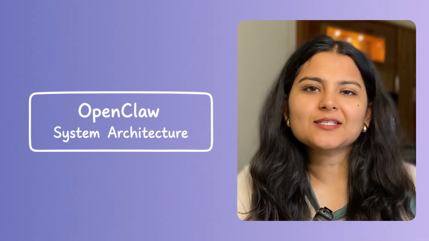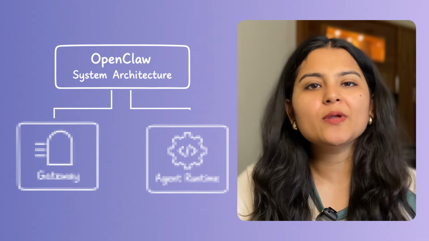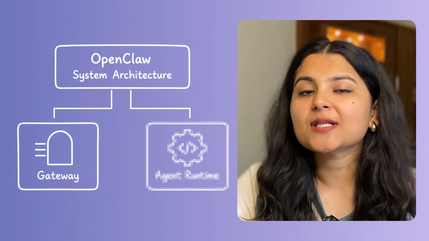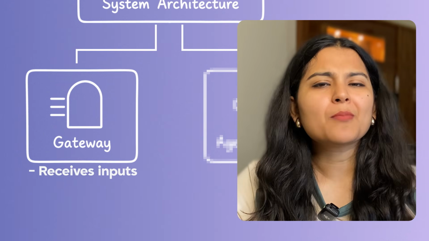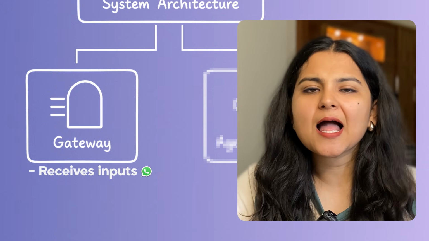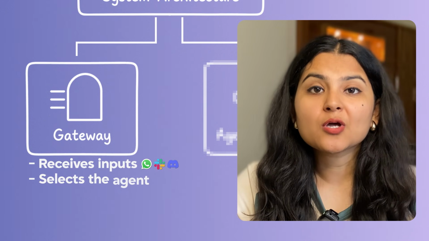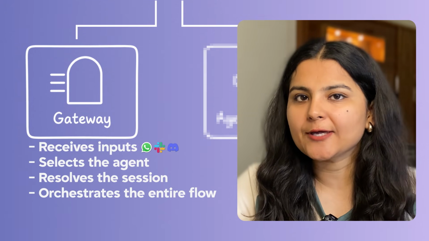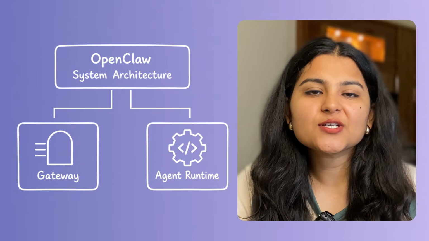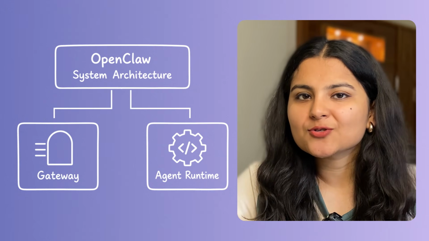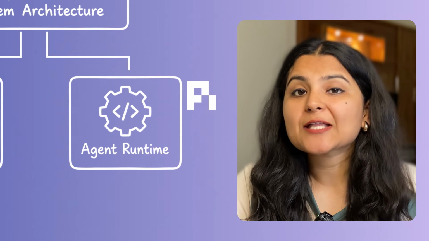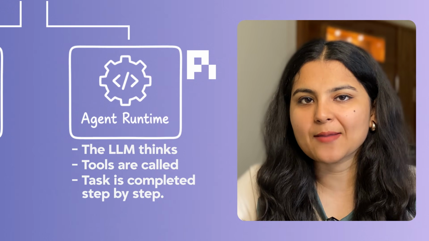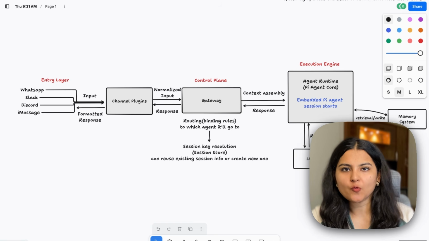So let's get started. The system architecture of OpenClaw is built on primarily two major pillars. The first one is Gateway, which acts as the primary communication and control layer. It receives input from multiple different sources, for example, WhatsApp, Slack, Discord, and it also decides which agent is going to handle it. It also resolves the session and orchestrates the entire flow. Then the second one is the Agent Runtime, which is the execution engine that is powered by Pi. This is where the actual work happens, like the LLM calls, the tools are called, and the entire task is executed step by step. So this is how the overall architecture of OpenClaw looks.